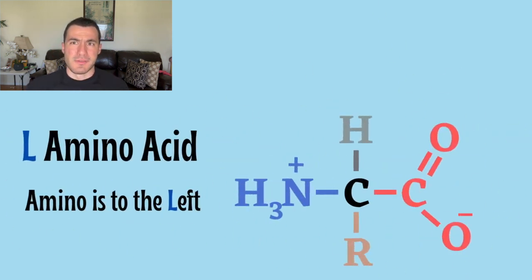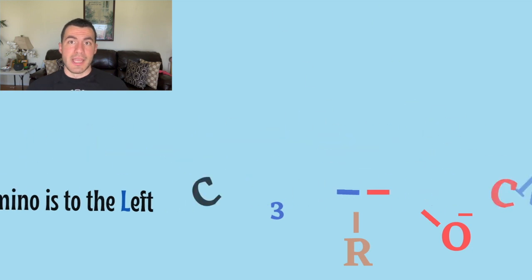However, for the purposes of this video, I'm going to be going over the more common amino acid, which is the L amino acid. It has the amino group to the left, the carboxyl group to the right, the hydrogen at the top, and the R group at the bottom. And that is the typical structure of an L amino acid.